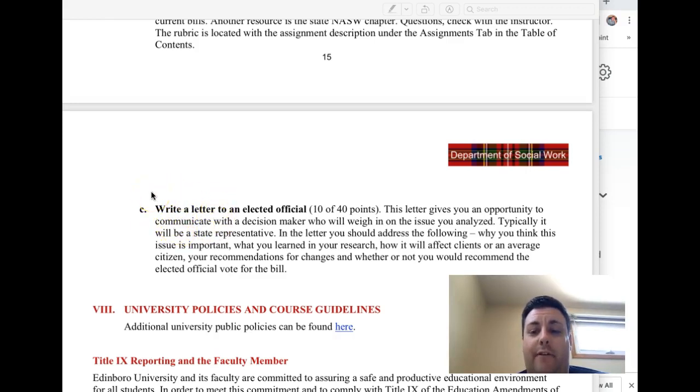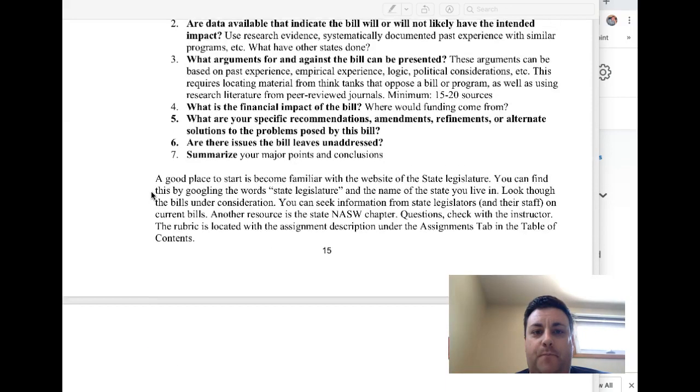You do not have to actually send the letter. You are able to if you want to. You might want to after the semester ends or something like that, but you do not have to submit the letter as a part of your responsibility for the course. You just have to submit it to me as an assignment. Whether you submit it to the elected official then is up to you.